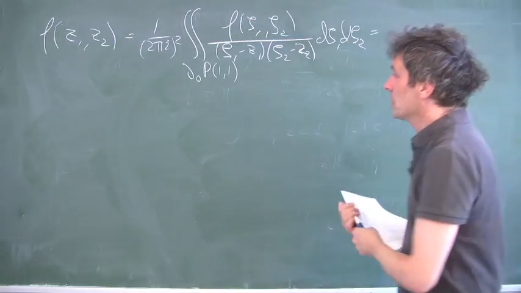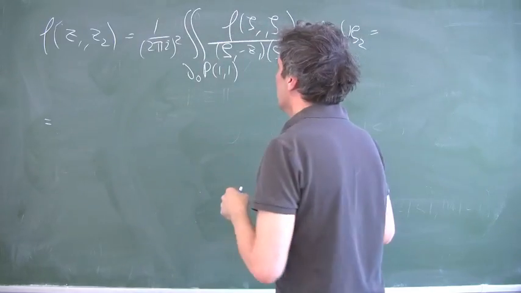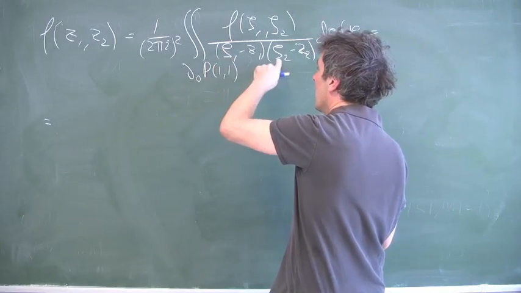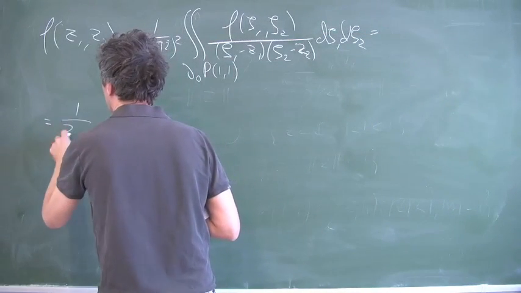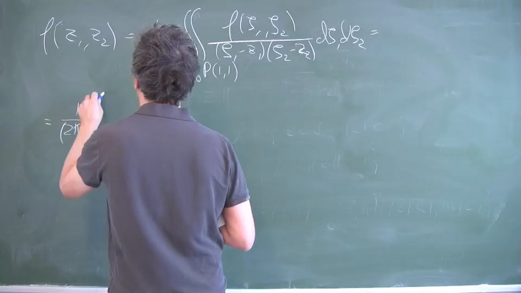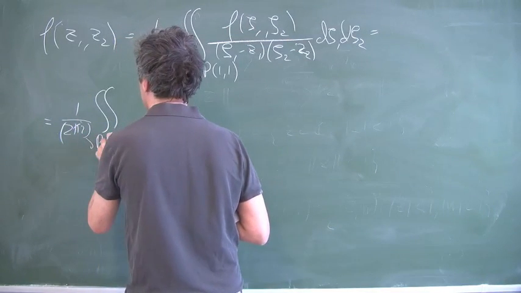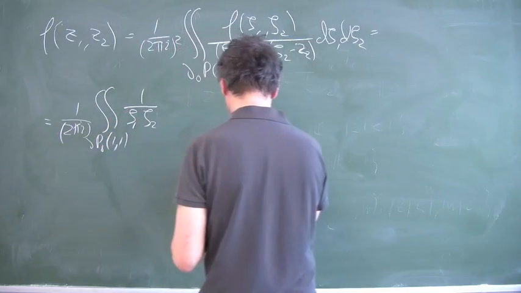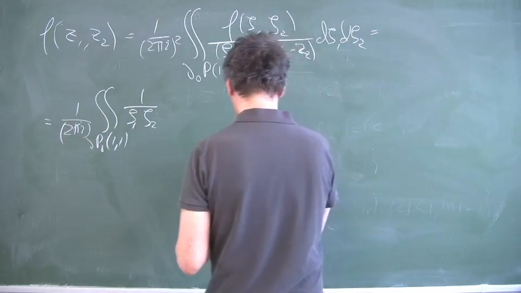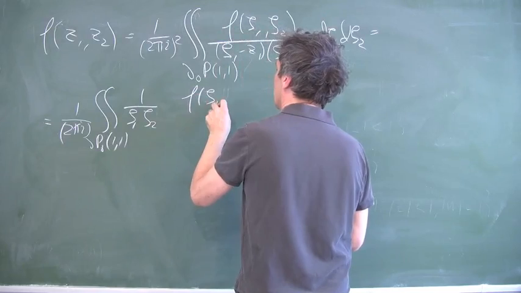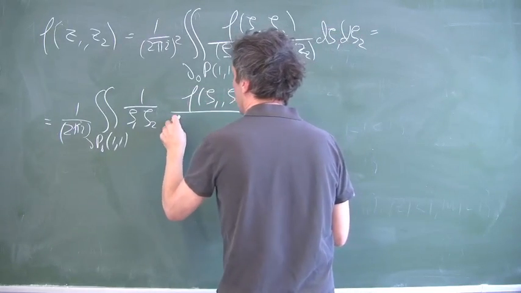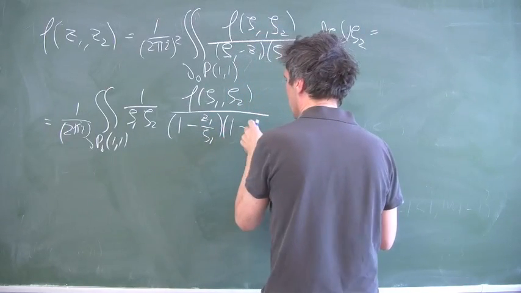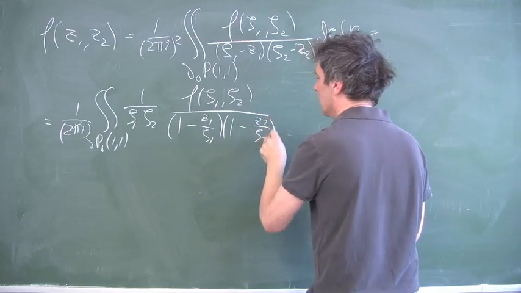And then we just rewrite this slightly by extracting the factor 1 over zeta 1 times zeta 2 in here. Then we get the following expression. 1 over zeta 1 times zeta 2, and f of zeta 1, zeta 2, divided by 1 minus z1 divided by zeta 1 times 1 minus z2 divided by zeta 2 here now.